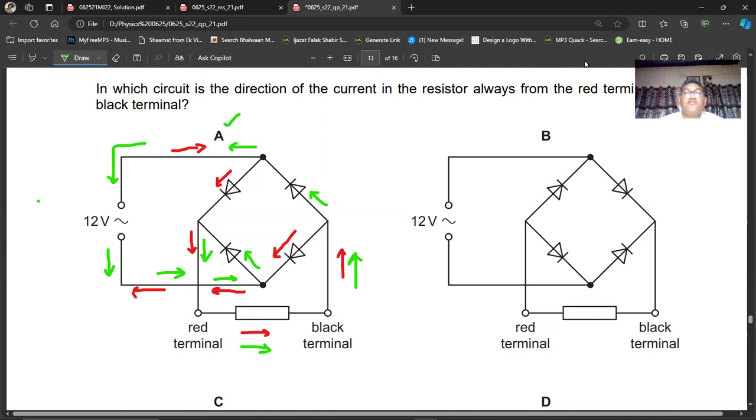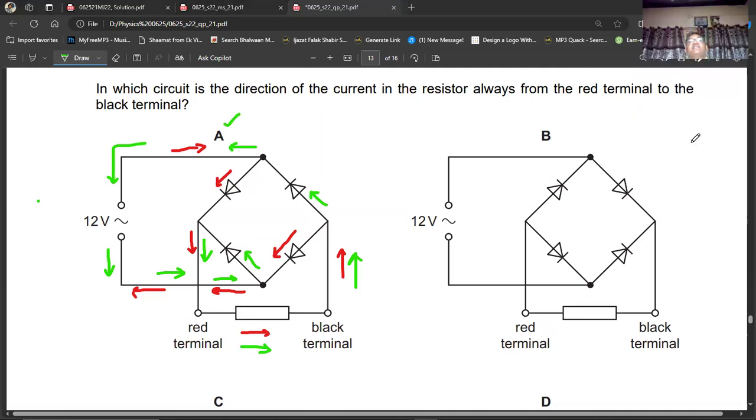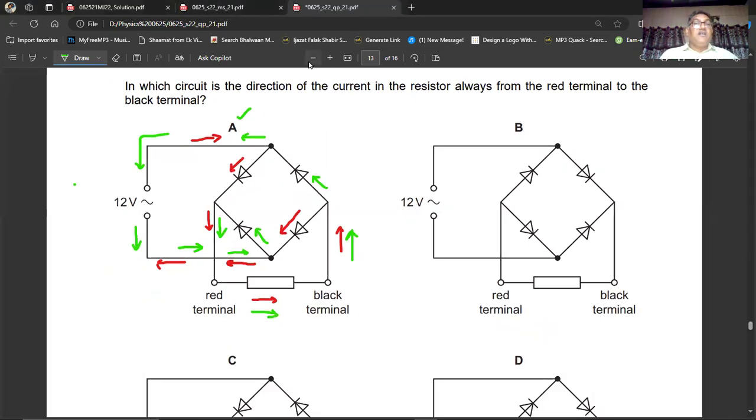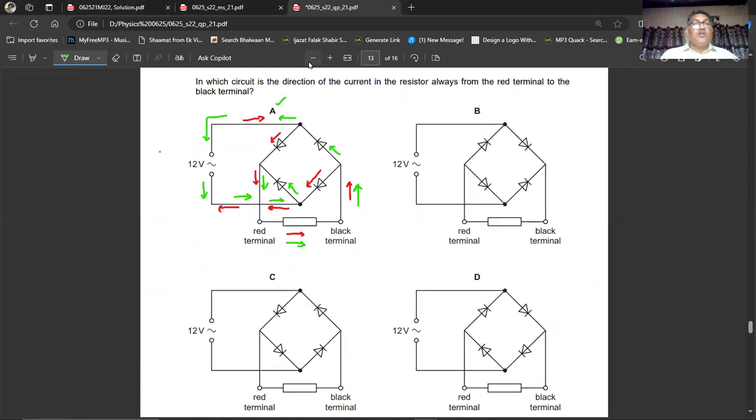Look at their options, what they said. They said, in which circuit is the direction of the current in the resistor always from the red terminal to the black terminal, whether the current starts from it goes clockwise or anti-clockwise. Through that resistor, the current is always from the red terminal to the black terminal. That is the A option, sir. In the other options, it will not be possible.